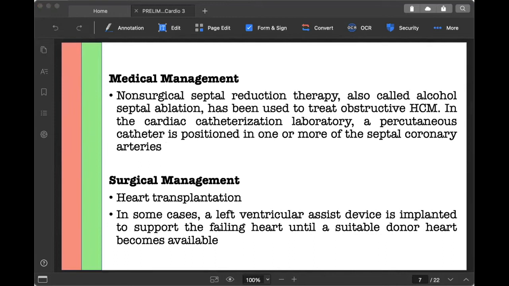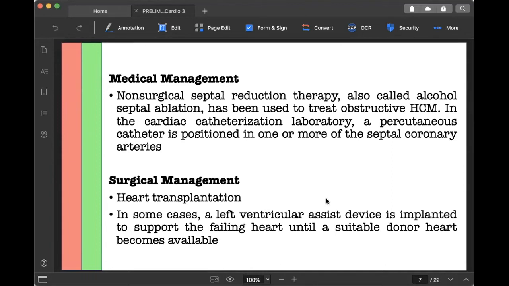How about medical management? In terms of medical management, we have what we call non-surgical septal reduction therapy, also called alcohol septal ablation, which has been used to treat obstructive hypertrophic cardiomyopathy. In the cardiac catheterization laboratory, a percutaneous catheter is positioned in one or more of the septal branches of your coronary arteries.